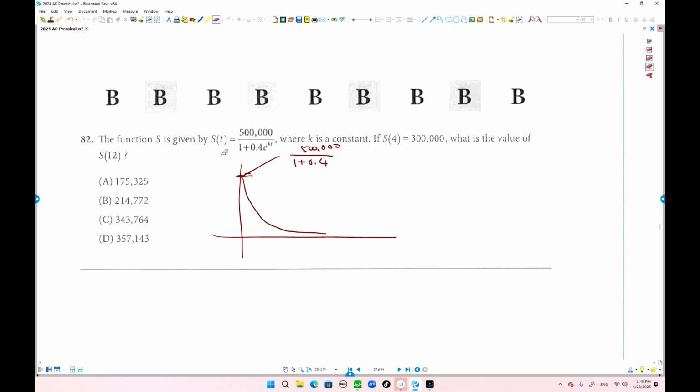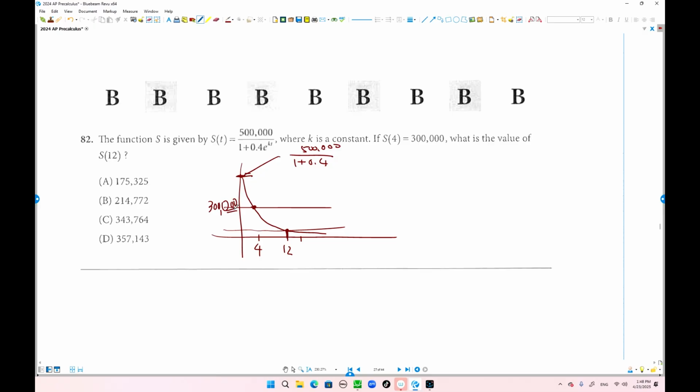So S4 is 30,000 around here, and S12 is around over here. We're going to find the value of S12. It should be less than 300,000.